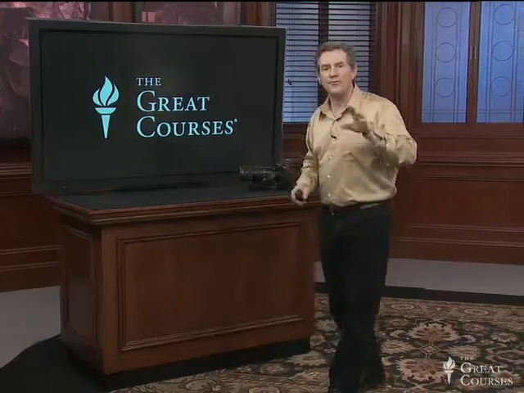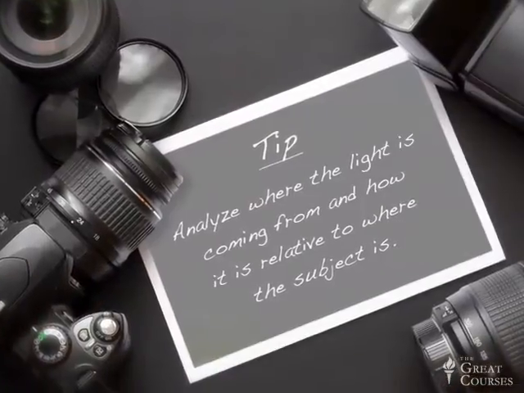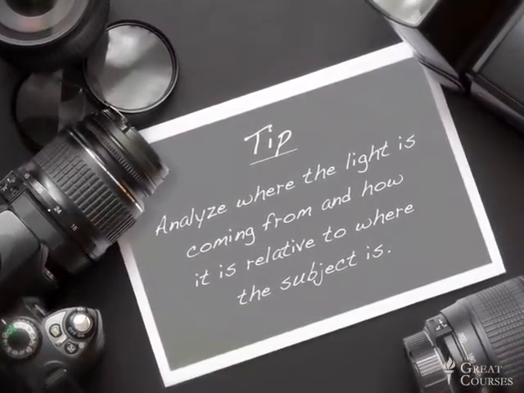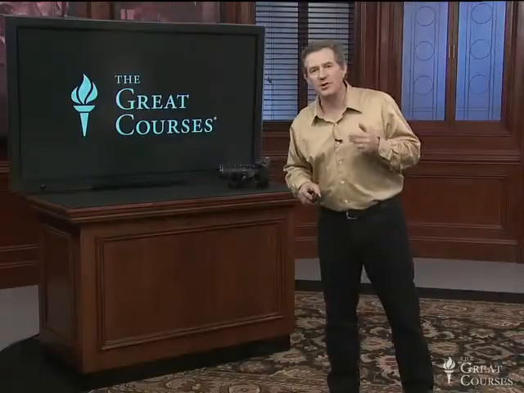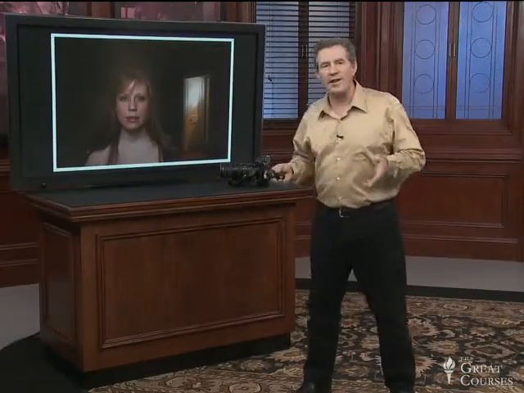Okay. So the first step in engaging light in a photograph is analyzing where the light's coming from and how it's relative to where the subject is. All right? Let's look at a few pictures here. Here we've got my assistant Grace, and she's going to show us the way on lighting. Okay, first off, front lighting. Simple. That's when the light's coming directly from the front. That's it. The light's behind the photographer, coming right at the subject.